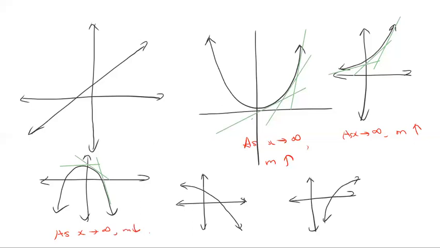As x goes to the right, it goes down. And this one goes up. The gradient's going up. This one goes down also. It's going down also, right? So let me maybe rub this one out. That one's probably the easiest one, but let me just rub that one out.